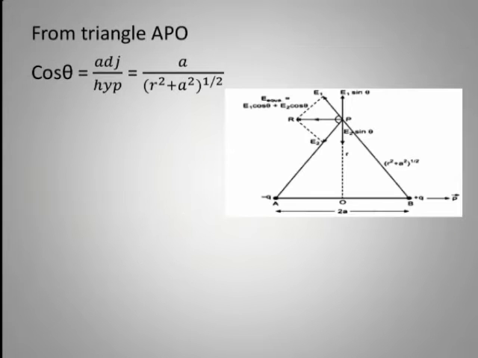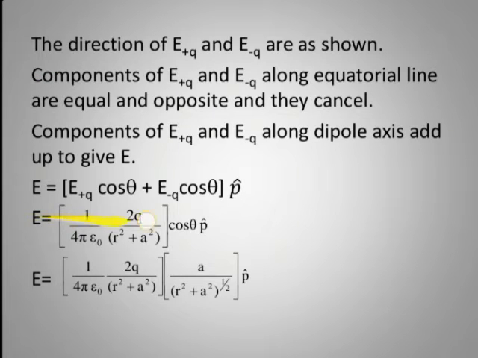We took cos theta into consideration. So the total electric field E_Q is the positive charge's electric field times cos theta plus the negative charge's electric field times cos theta. You are adding both components of both charges' electric fields. After adding, you take cos theta as common. So what is the formula for E_Q?